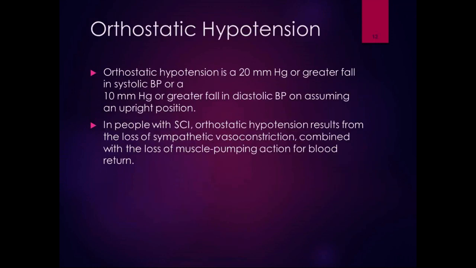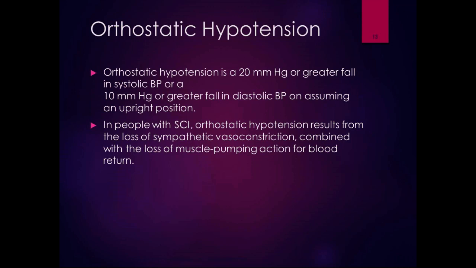Orthostatic hypotension is not exclusive to spinal cord injury. We've talked about this before, but it's a 20 millimeter of mercury or greater fall in systolic blood pressure, or a 10 millimeter of mercury greater fall in diastolic blood pressure upon assuming an upright position. So in people with spinal cord injury, orthostatic hypotension results from the loss of sympathetic vasoconstriction combined with the loss of muscle pumping action for blood return.